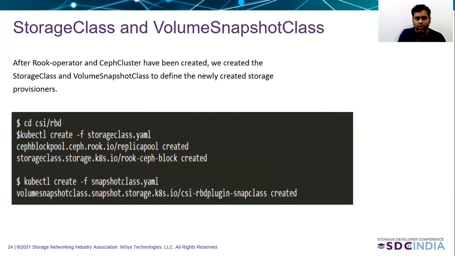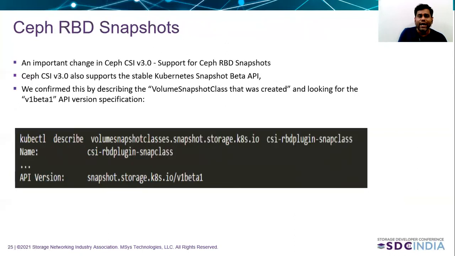After the Rook operator and the Ceph cluster have been created, we created the storage class and the volume snapshot class to define the newly created storage provisioners. The important change in Ceph version 3.0 is support for Ceph RBD snapshots, and it also supports the stable Kubernetes snapshot beta API.